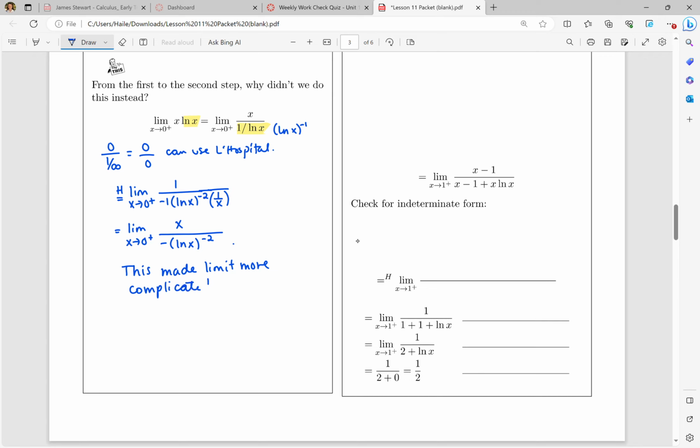Because now I have a more complicated chain rule in the denominator. I still have x in the numerator, so it didn't really get me anywhere from where I started. So the goal of L'Hopital is to make the limit simpler. And what do I mean by that? Well, I mean things like reduce the power on whatever function you're dealing with. So we want to reduce powers.